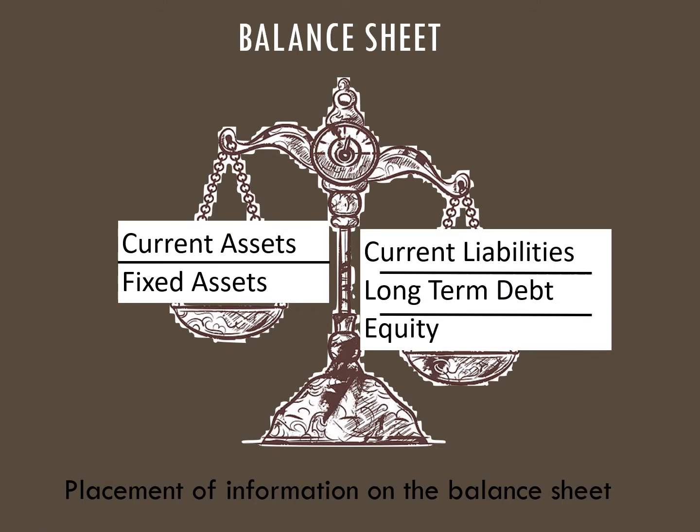Here's a neat way to look at it with a historical scale, so to speak, is when we have balance, right? On one side we have current assets and fixed assets. On the other side we have current liabilities, long-term debt, and equity, and we want to make sure these are balanced.